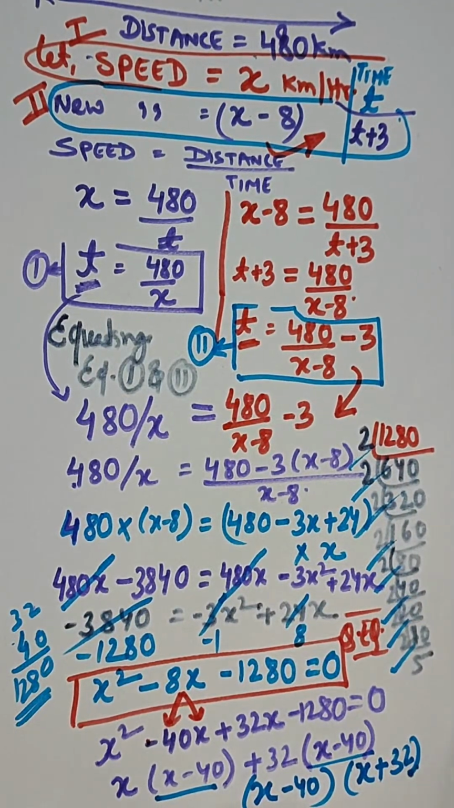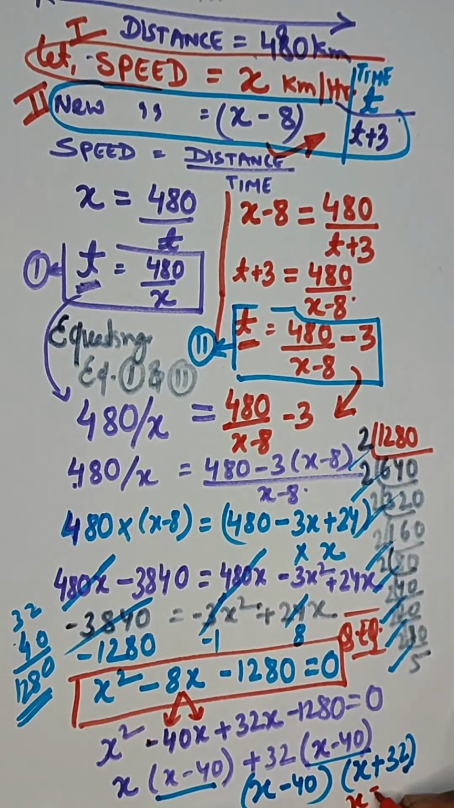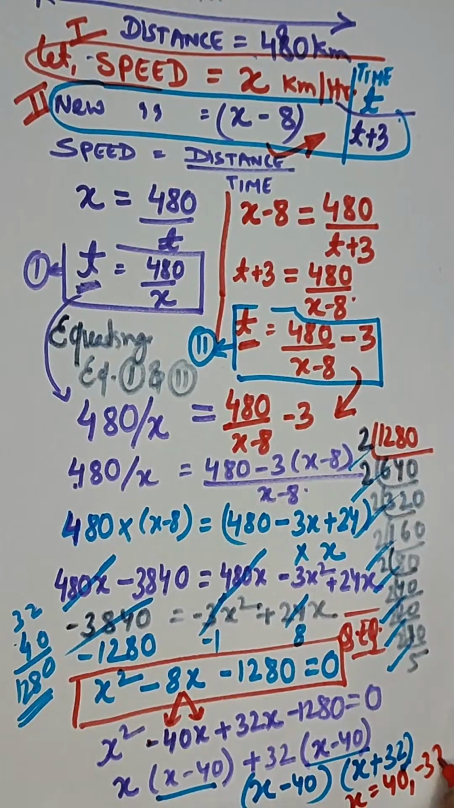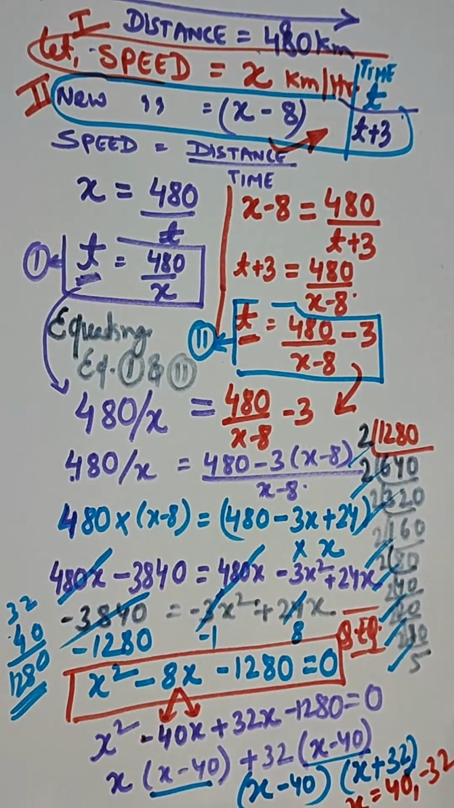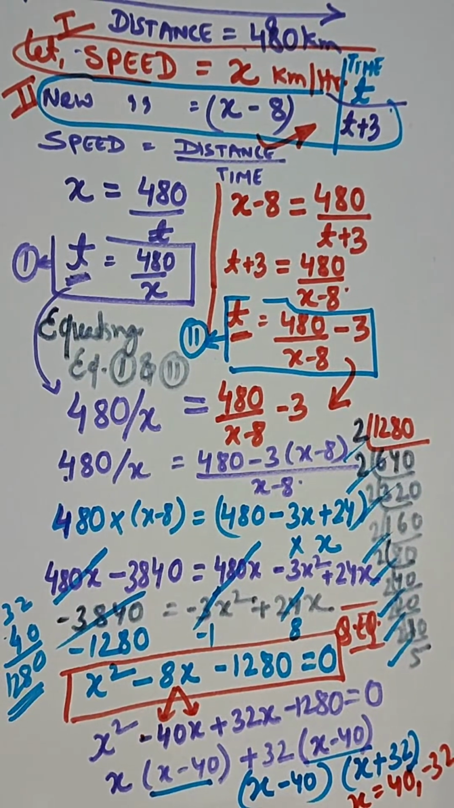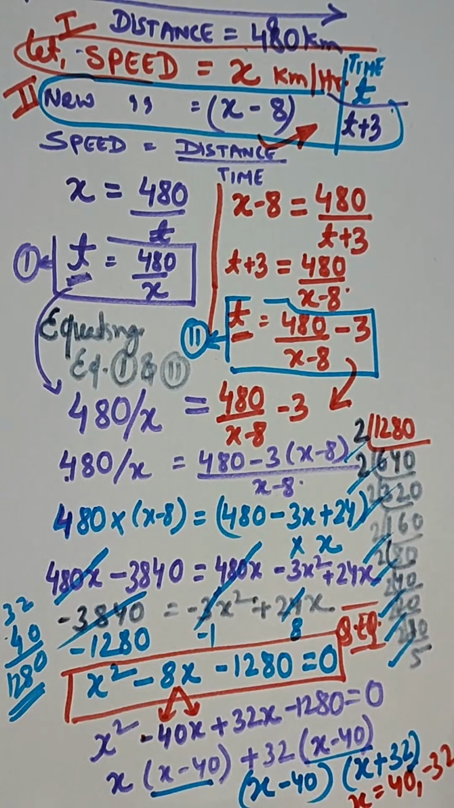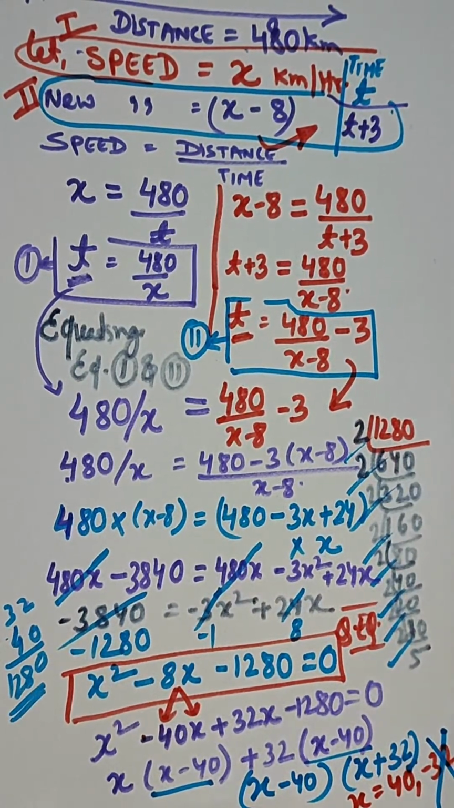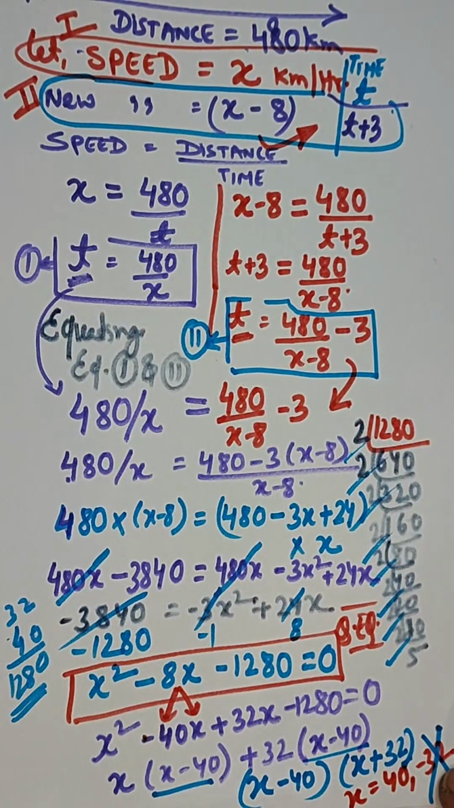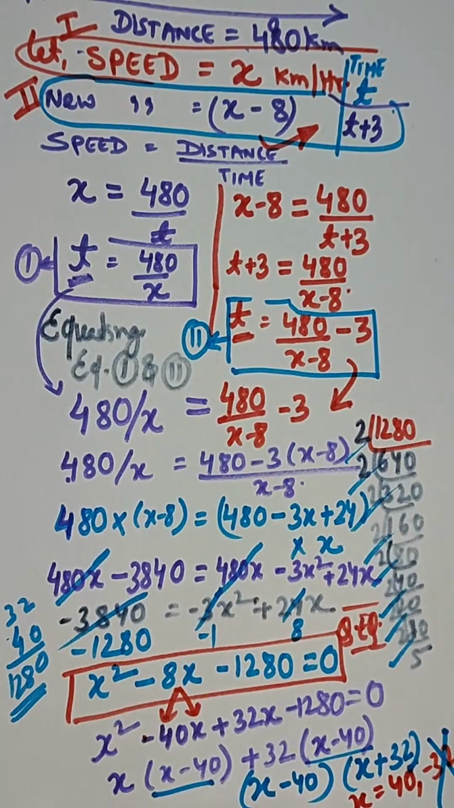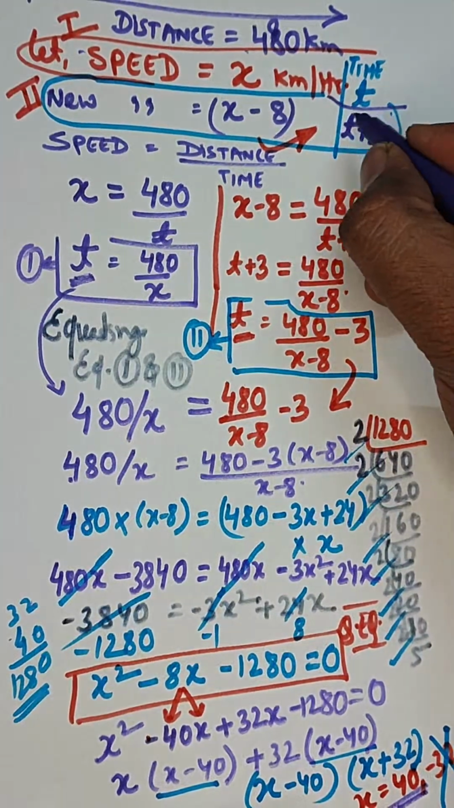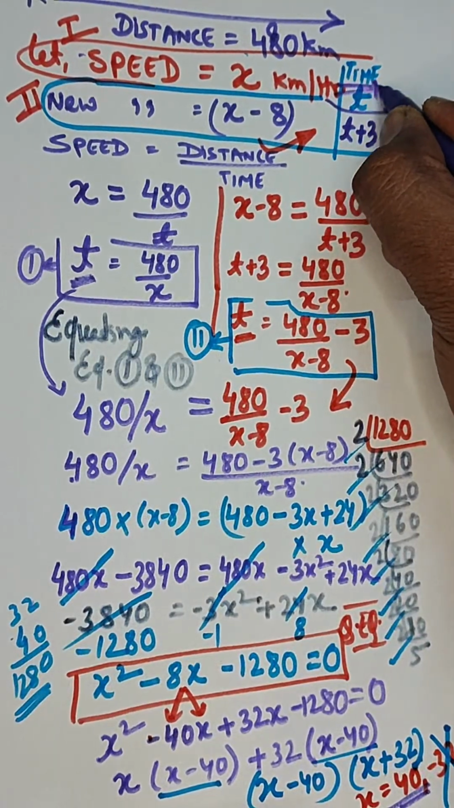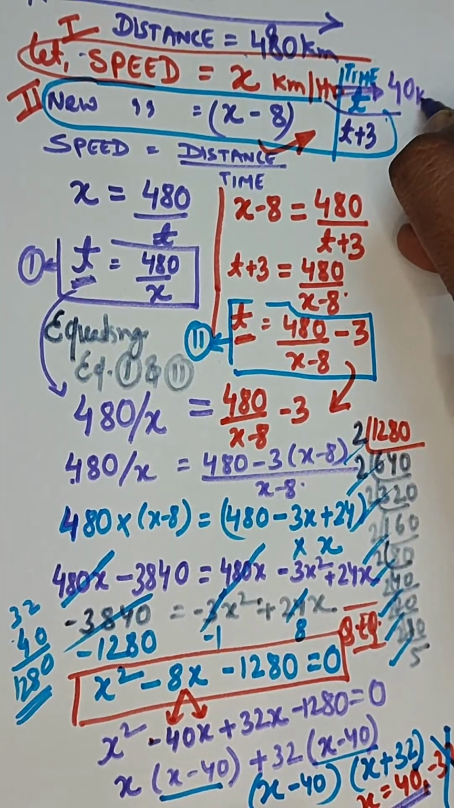So my dear friends, this will give you two values of x, either x equal to 40 or minus 32. So tell me, can the speed be negative? No, speed cannot be negative. So we cannot take minus 32 because the speed of the train cannot be negative, right? So our answer is x equal to 40. That means the speed of the train is calculated, and that is coming as 40 kilometer per hour.